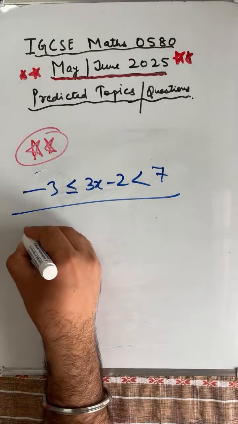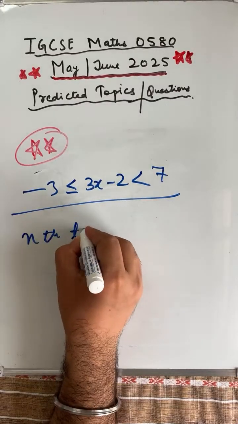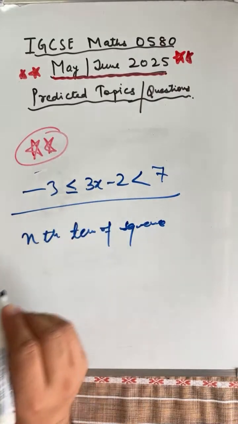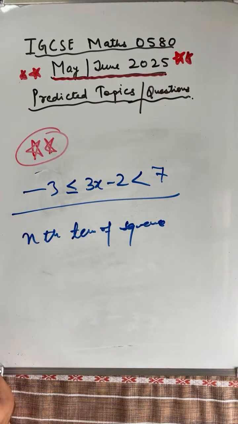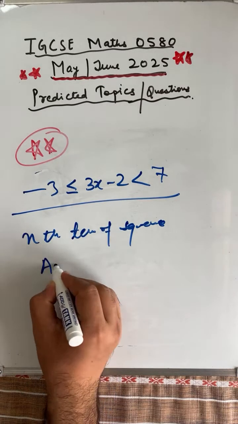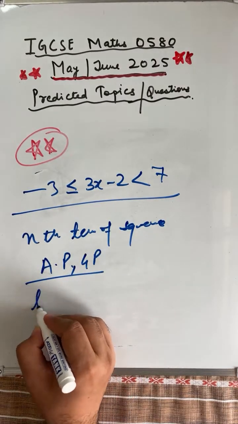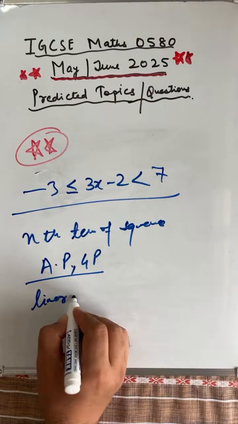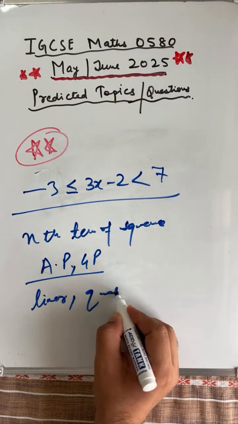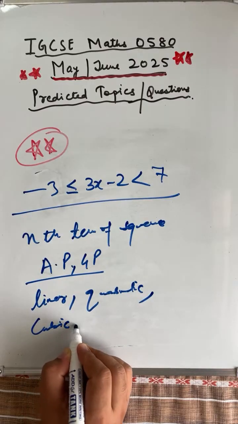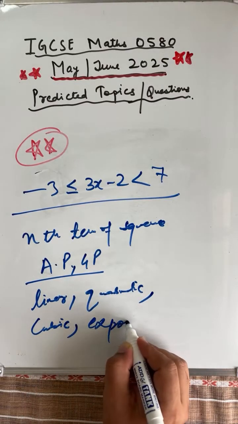Now find the nth term. Nth term of a sequence. You must be knowing what are the formulas if we have an AP, GP, any linear, quadratic, cubic, or exponential.